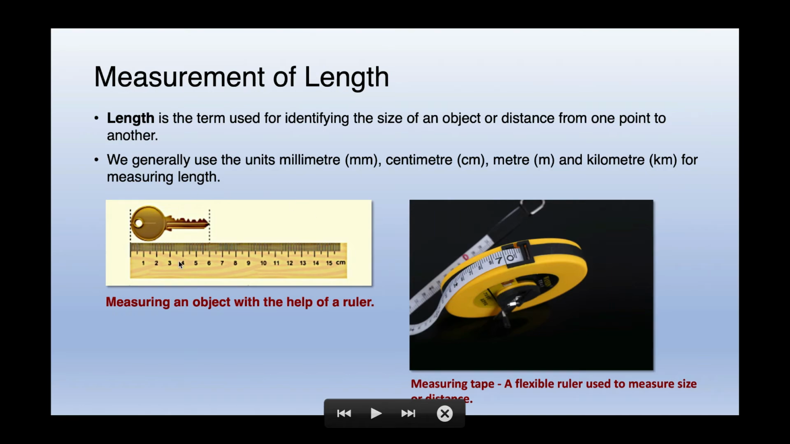Now, over here in this picture, we have a 15 centimeter ruler to measure this key, this object. Then, over here in this picture, we have a measuring tape, which is a flexible ruler used to measure size or distance.